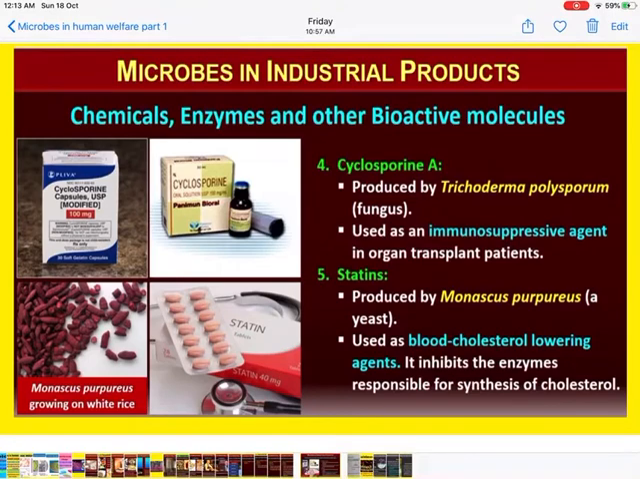Next, statins. They are produced by Monascus purpureus. ये yeast है एक, और what it does? It is used as a blood cholesterol lowering agent. Blood में cholesterol level को कम रखता है. Why? How? Because it inhibits the enzymes responsible for the synthesis of cholesterol. जो enzyme cholesterol की synthesis में help करते हैं उनको इनहिबिट कर देता है ये statins.